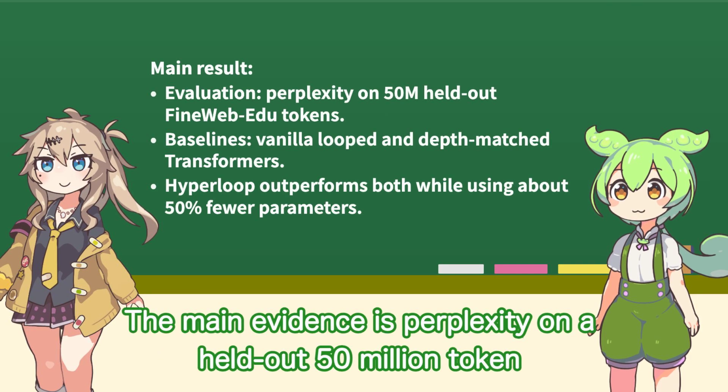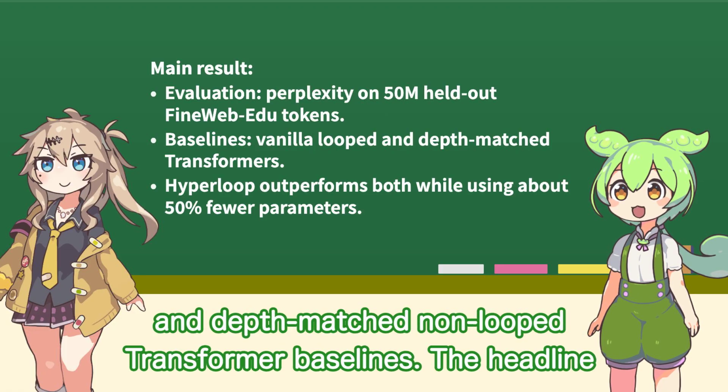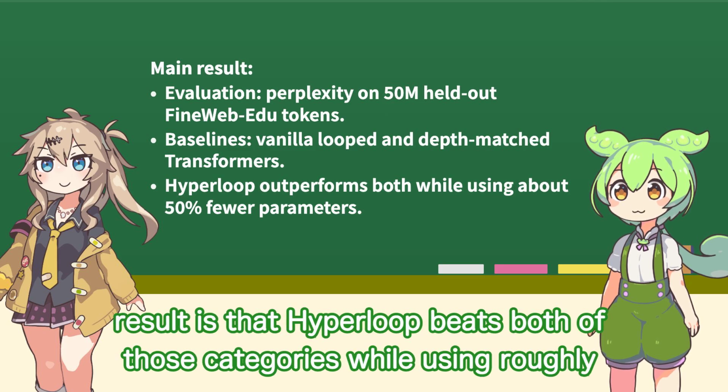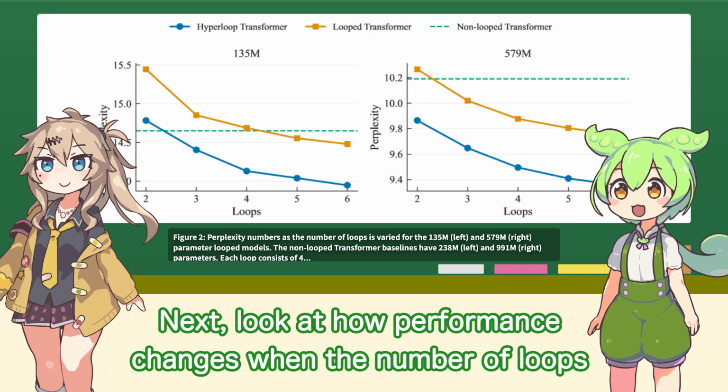What evidence do they use to show that the architecture is better? The main evidence is perplexity on a held-out 50 million token FineWeb-Edu set. The comparison is against vanilla loop transformers and depth-matched, non-looped transformer baselines. The headline result is that Hyperloop beats both of those categories while using roughly half as many parameters as the depth-matched transformers.